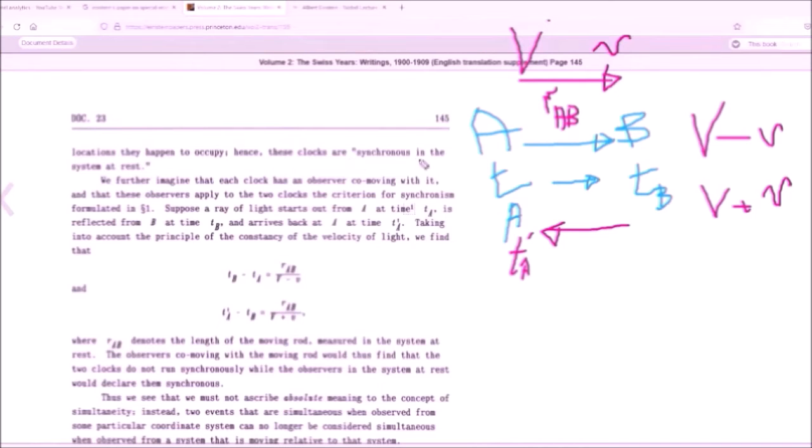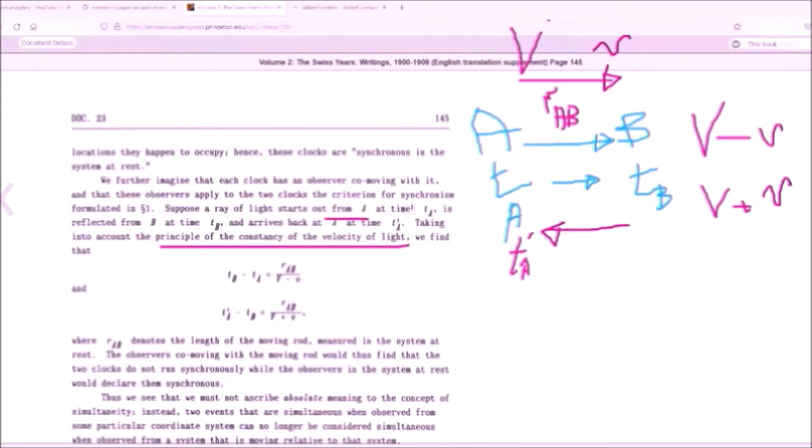Hence, these clocks are synchronous in the system at rest. We further imagine that each clock has an observer co-moving with it, and that these observers apply to the two clocks the criteria of synchronism formulated in section 1. Suppose a ray of light starts out from A at time t, is reflected from B at time tb, and arrives back to A at time t prime A, taking into account the principle of constancy of the speed.